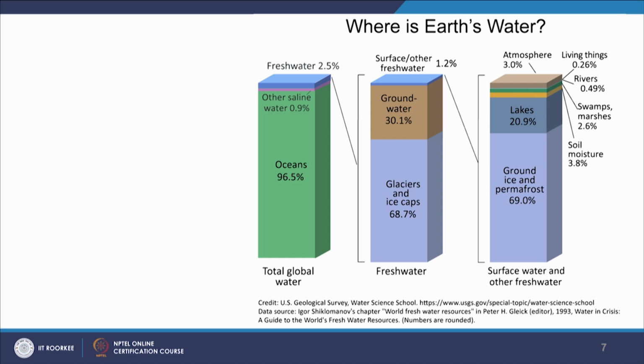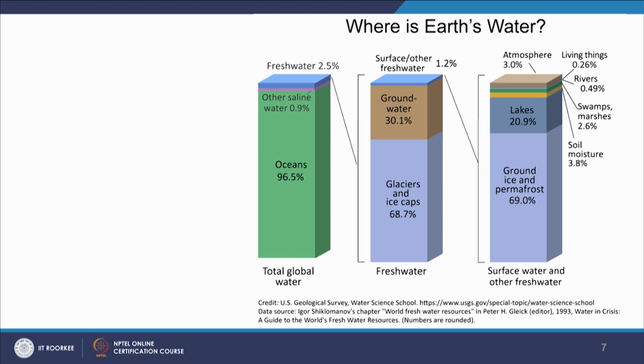But nonetheless, overall an average is about 30% of 2.5%. So you can guess how small a quantity of water is available to us as fresh water. And if we take surface water or other fresh water, that is only 1.2%, and that too is stored in the form of ground ice and permafrost, which is not very common in India except for some Himalayan regions.